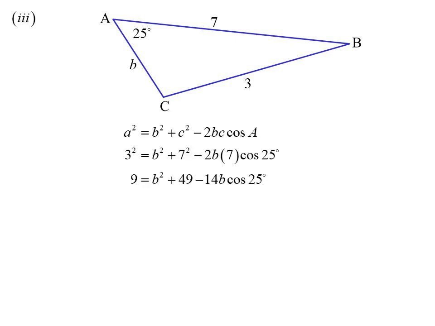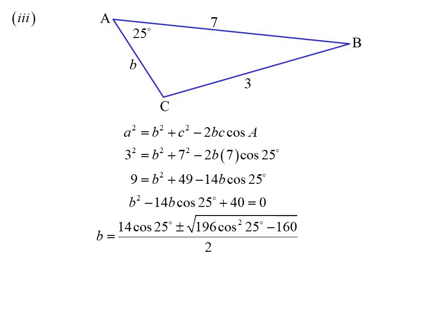A is the angle I've got, so I'm going to assume it's for finding a. So a squared is b squared plus c squared minus 2bc cos a, and if I substitute in the information, I can still go and find b. I've just got to rearrange this and make b the subject. I end up with a quadratic though. Off the top of your head, what multiplies together give 40, what adds together give 14 cos 25? No, of course not. Let's put it into the quadratic formula and we get this lovely expression.